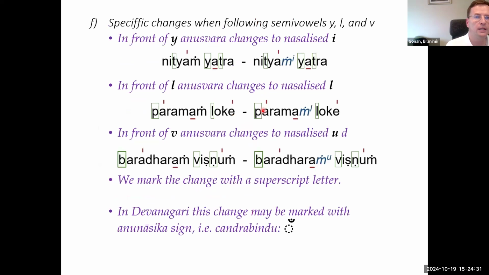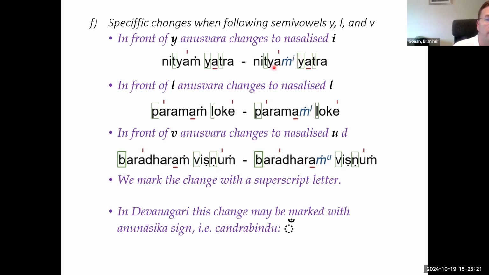Let's move forward. These are the specific changes when following the semi-vowels. In front of Y, anusvara changes to nasalized Y: Nityan yatra. In front of L, it changes to nasalized L: Paramalloke. In front of V, anusvara changes to nasalized V: Bharadharam Vishnum. So in this very famous mantra, Bharadharam Vishnum, again, to facilitate continuity or santana. Okay. And why are we actually putting these in superscript?